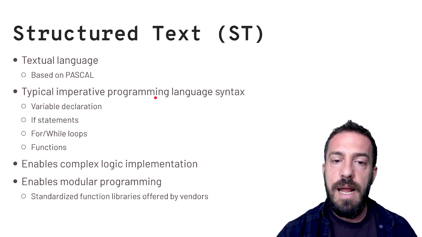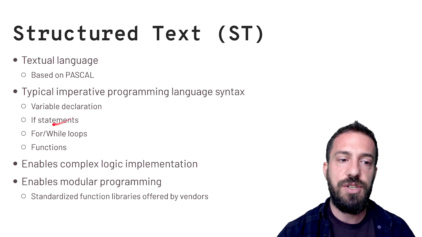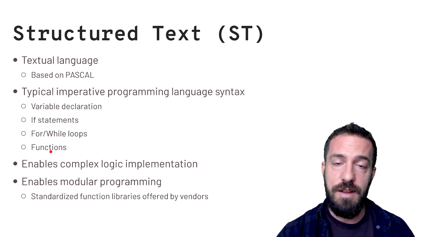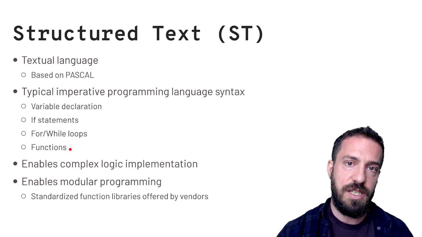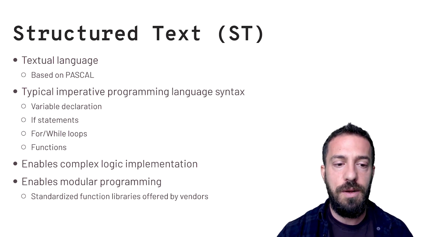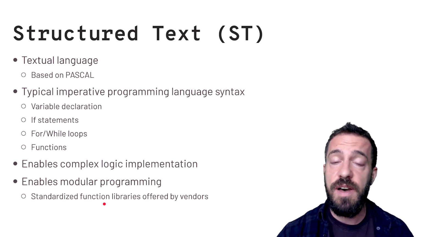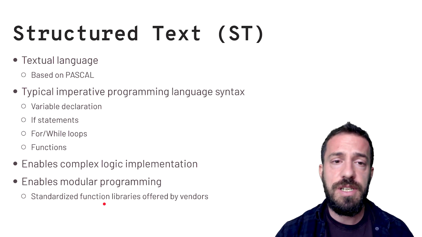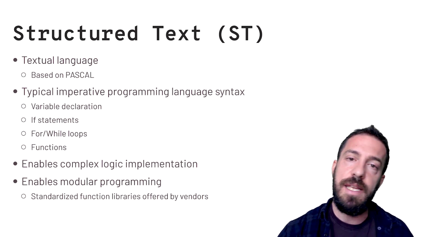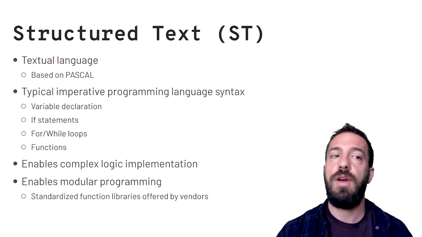Imperative programming languages have the variable declaration at the beginning. What are the variables you're going to use in the function? You have your regular if statements, for and while loops, and also you can call other functions. So in a way, you can implement more complex logic using structured text compared to the other two, and it also enables modular programming. Many of these functions may come from the vendors. They may provide functions like a PID controller.